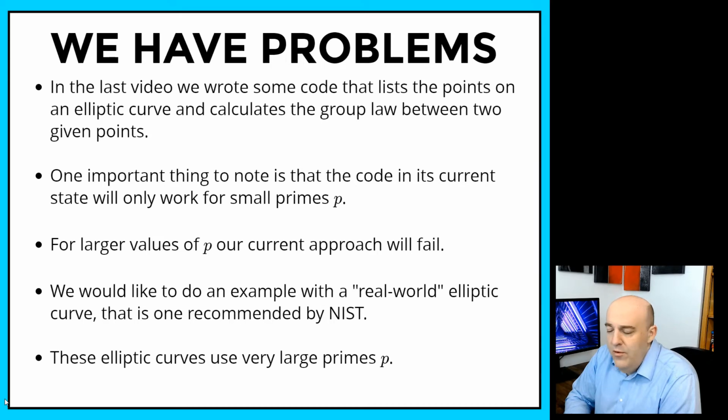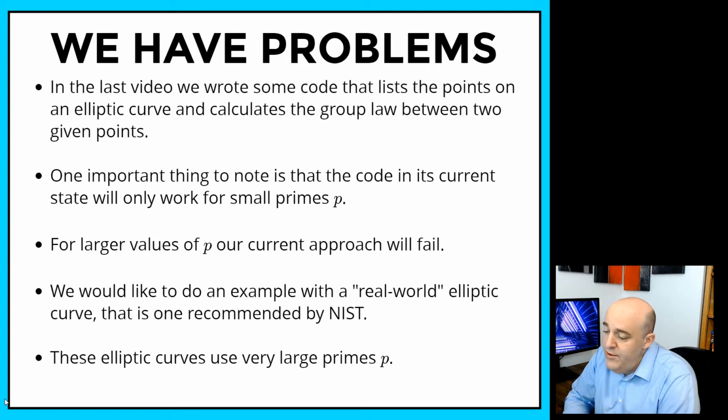Alright, the code that we wrote before works pretty well. We are able to print out the points on an elliptic curve, and we're able to calculate the group law, the addition between two given points. But it's important to note that this code is only going to work for small primes. Once the prime starts to get large, this code is going to slow down more and more to the point where it's not even usable.